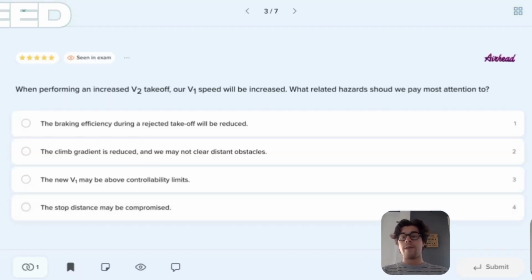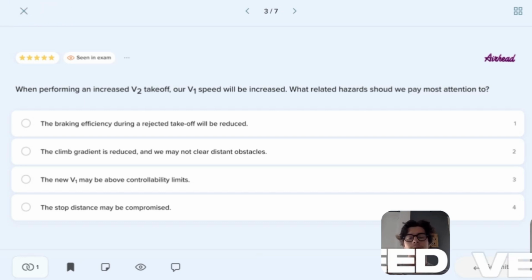Question number 3. When performing an increased V2 takeoff, our V1 speed will be increased. What related hazards should we pay most attention to? V2 speed is our initial speed that we will climb out with in case of an engine failure after takeoff. Remember that the V2 speed is much lower than Vx, so this is not actually our best angle of climb speed. And this is why, for example, answer B, the climb gradient is reduced, is not correct, as higher V2 means we will have an increased climb gradient as our speed will be closer to Vx.